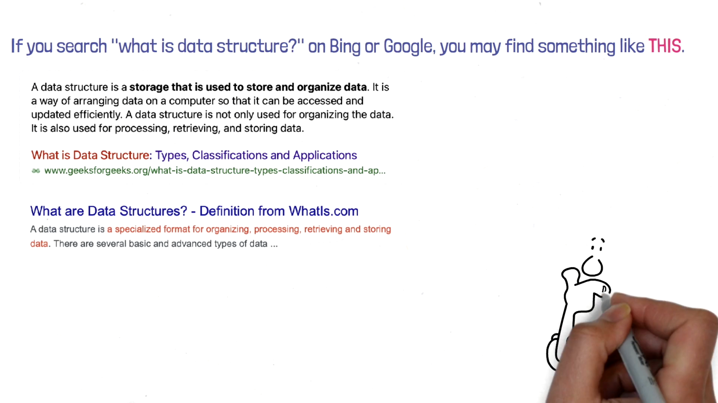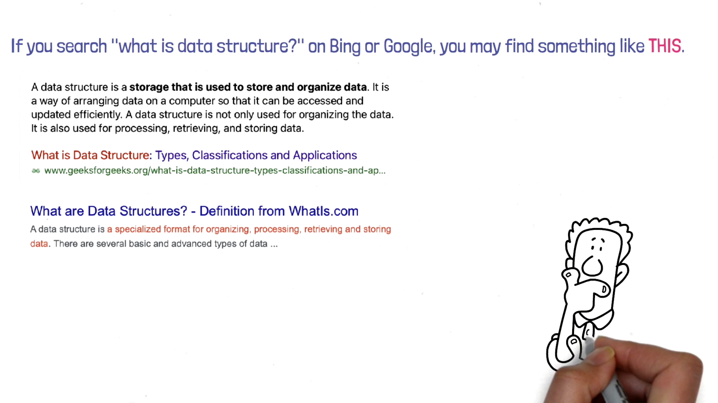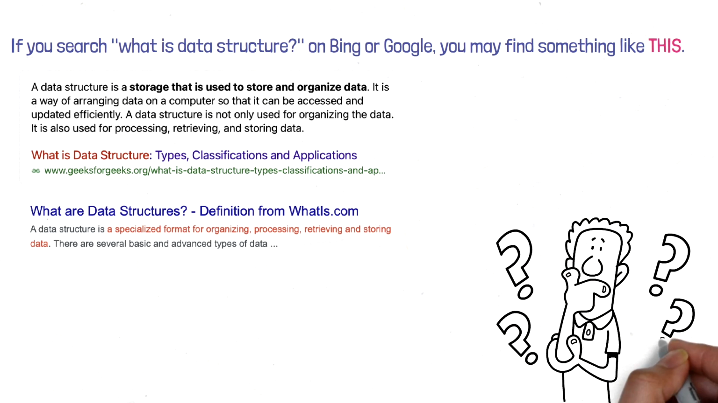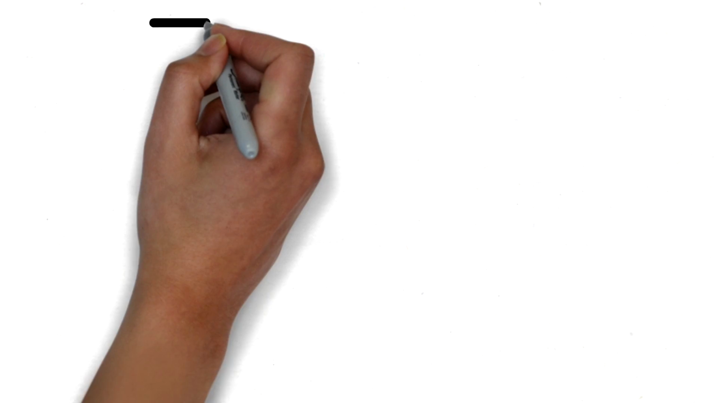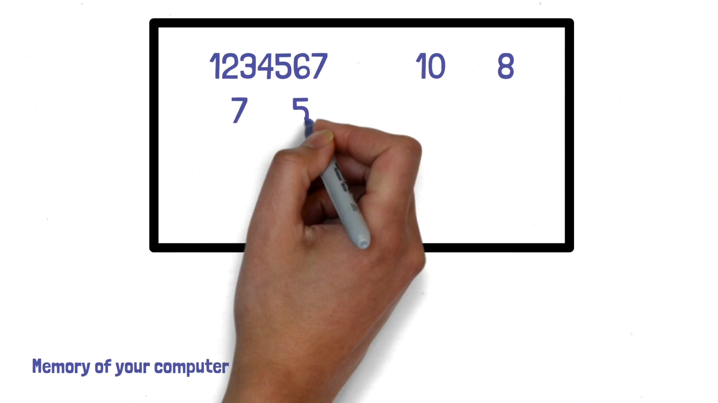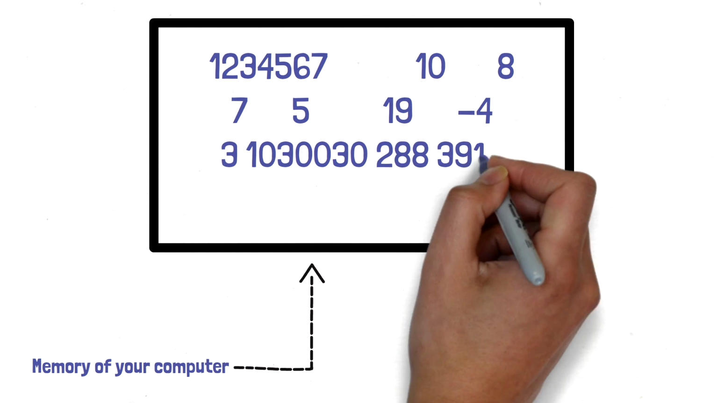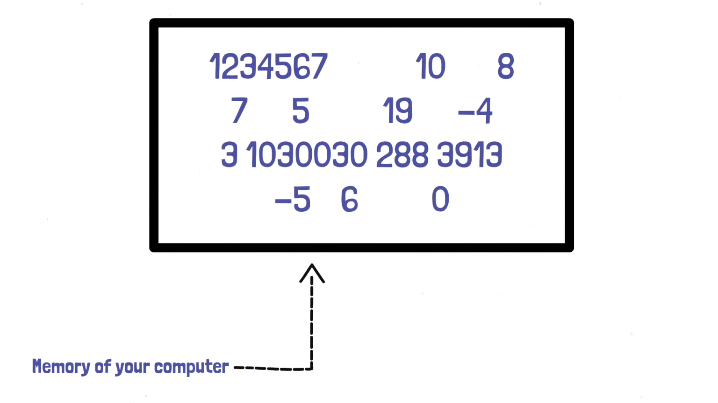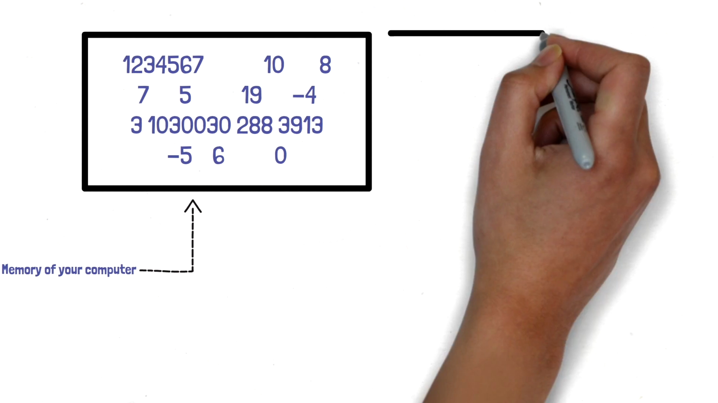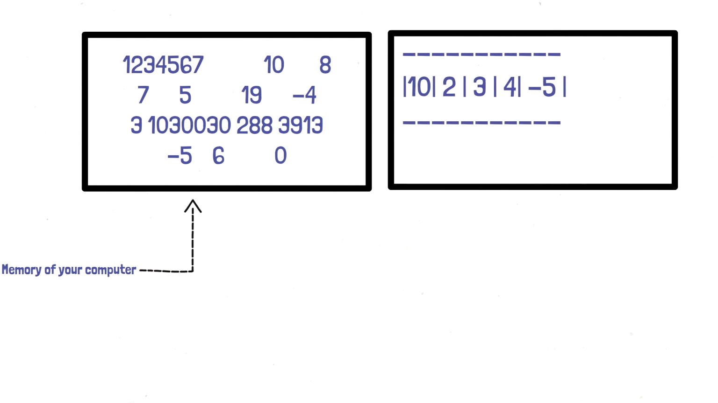You may get a bit confused about it or find them a bit abstract. What is actually meant by specialized format, or why do we need something like that? Let's just start by looking at this. Imagine that this rectangle is the memory of your computer, and there is some data stored in the memory. How do you feel if the data looks like this? A bit messy, right? Then how about this one?